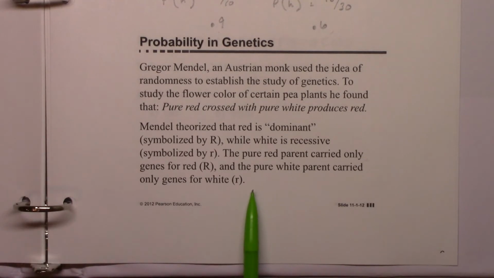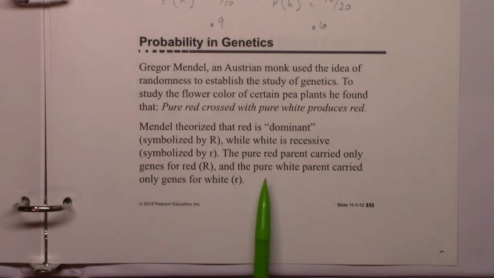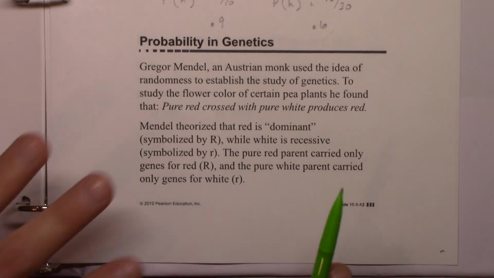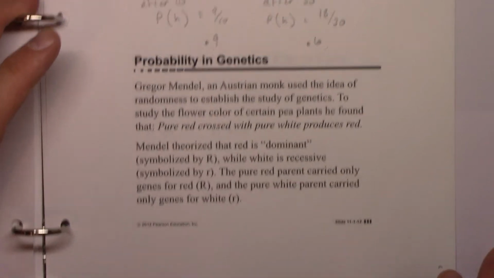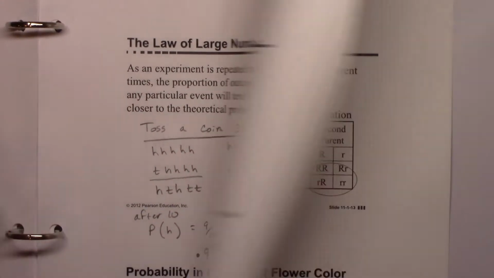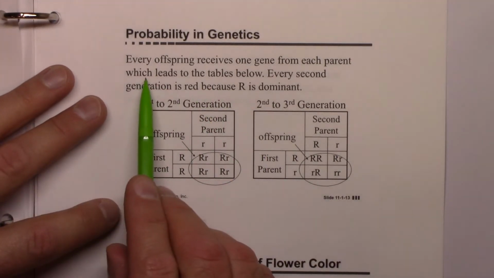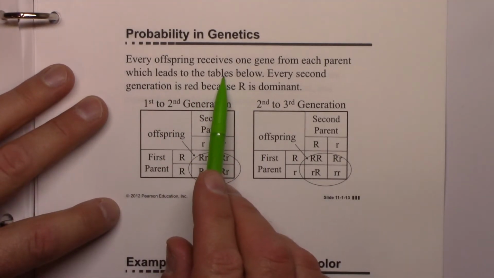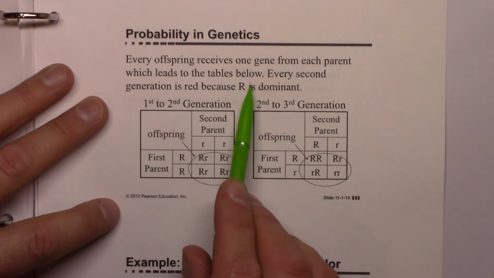Now, I'm going to show you a breakdown of these results on the next slide, and then they'll ask us some questions. If any of you have ever taken a biology course, maybe just like Bio 101, you might be familiar with this type of probability already. I'm going to go ahead and turn to page 7 and show you the information in table form. Every offspring receives one gene from each parent, which leads to the table below.